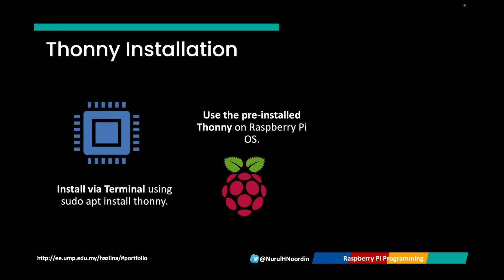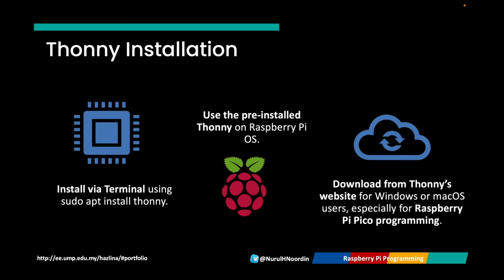The second method is the easiest because Thonny comes pre-installed on most Raspberry Pi OS versions. Click the Raspberry Pi menu on the top left. Navigate to Programming, Thonny Python IDE, and click Launch. With this method, you don't need to reinstall anything. Just open and start coding.